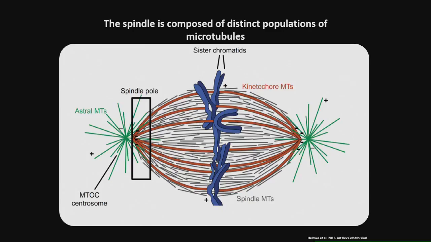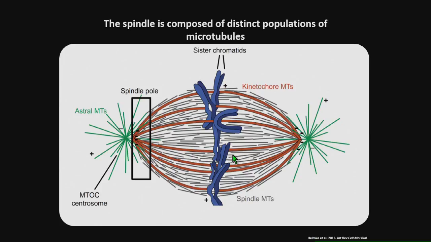The first is that this microtubule-based machine consists of three microtubule populations. We have the kinetochore microtubules. These connect directly to the chromosomes. We have the astral microtubules, which radiate out from the centrosome itself. And then we also have the spindle microtubules located in the lattice here that help give this structure rigidity or support.